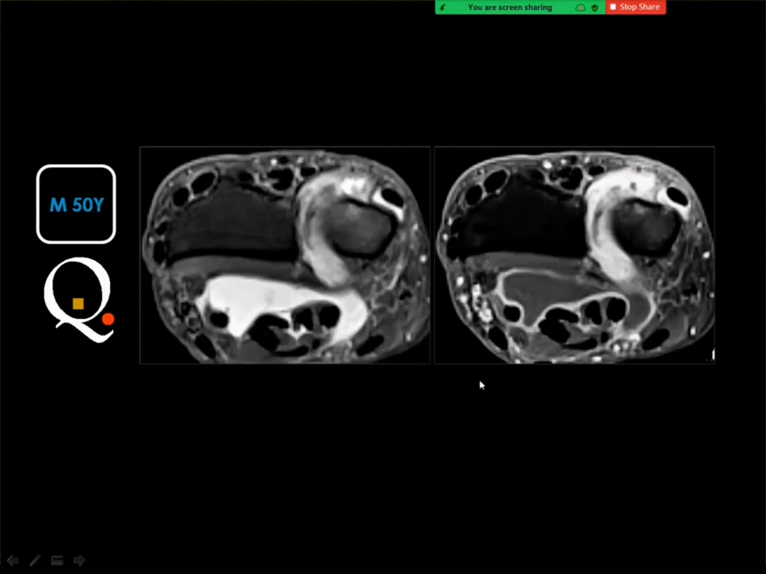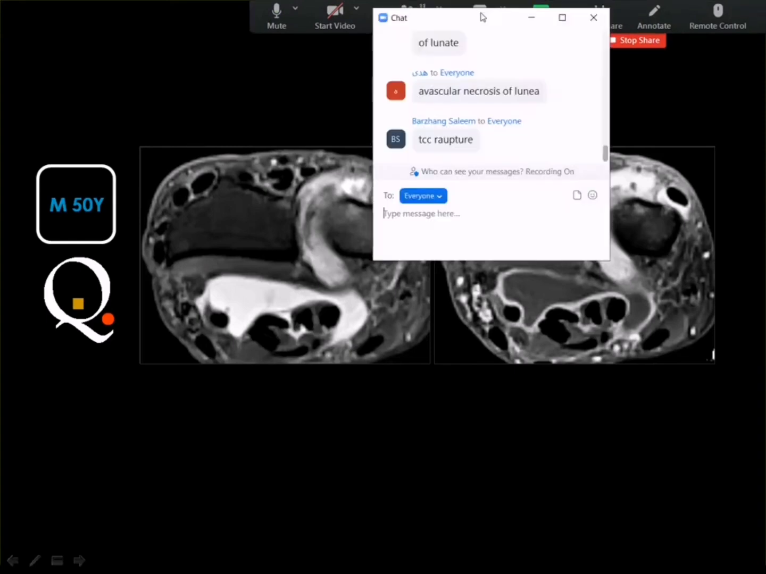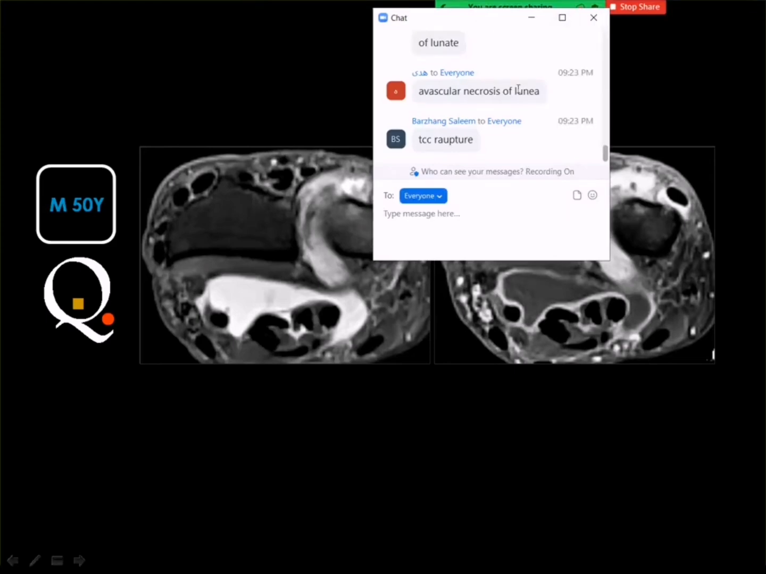MRI of the wrist, axial T2 with fat set and axial T1 fat set with contrast enhancement. Triangular fibrocartilage. This is not the area of the triangular fibrocartilage.